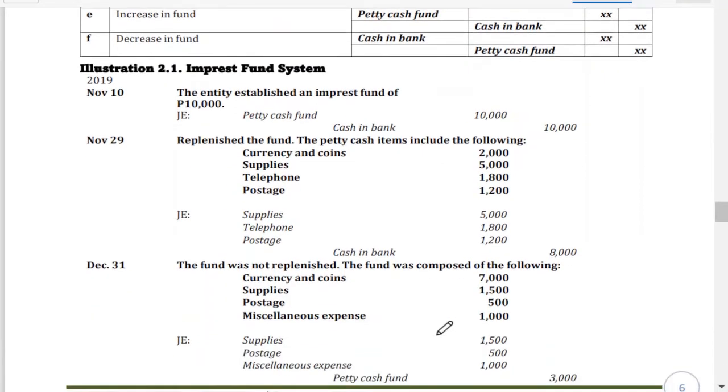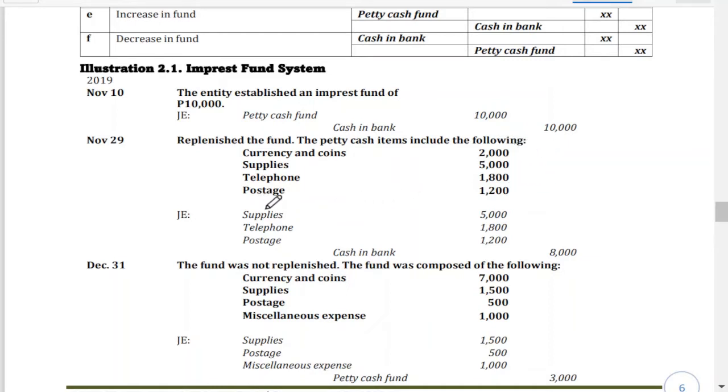So, you have here, the entity established an Imprest fund of 10,000. So, debit petty cash fund, credit cash in bank. Okay, so this is the establishment of fund. Replenish the fund. So, these are your expenses. So, you have 2,000. Hindi to kasali sa expenses. Ito yung natira. Then, you have 5,000. Supplies, telephone, postage. Okay, so sum up nito is 8,000. So, nagtali rin sa 10,000 na petty cash fund.